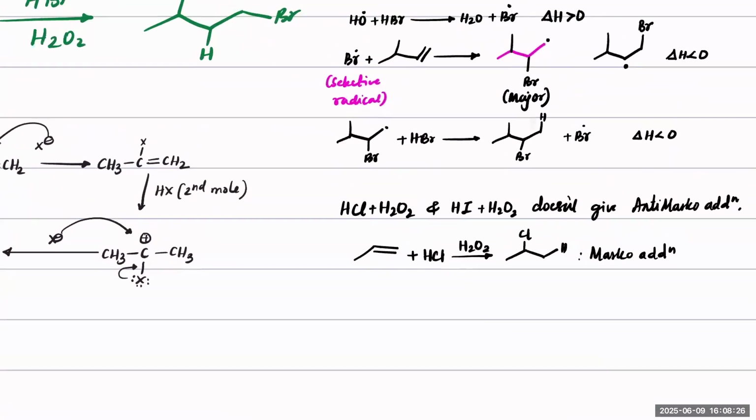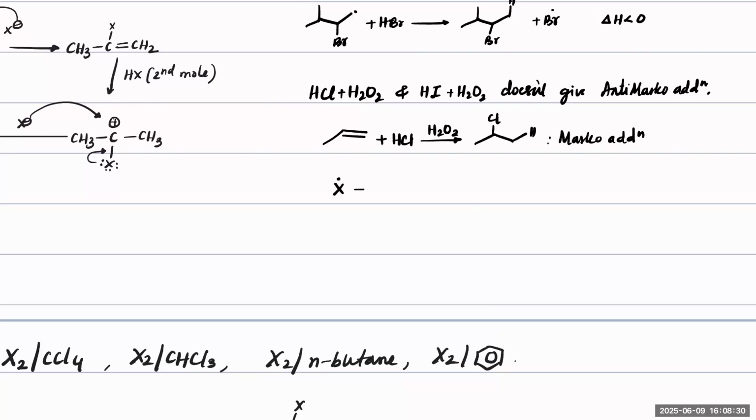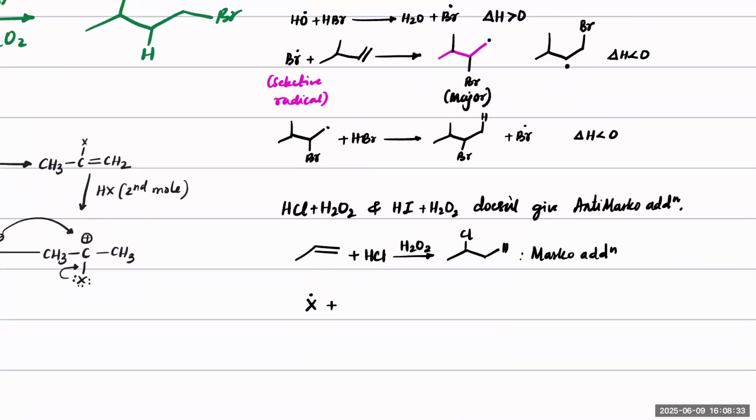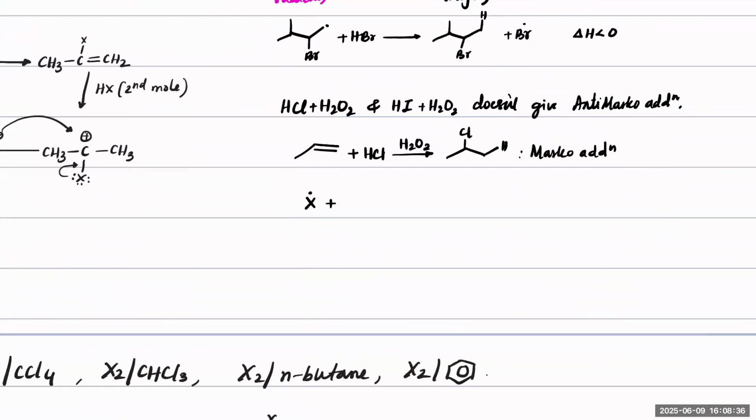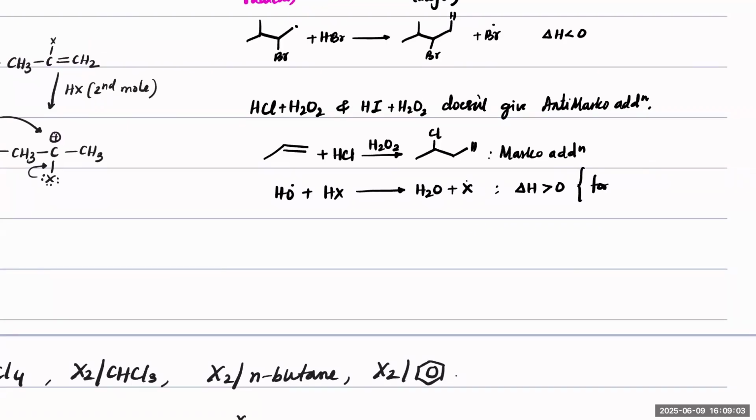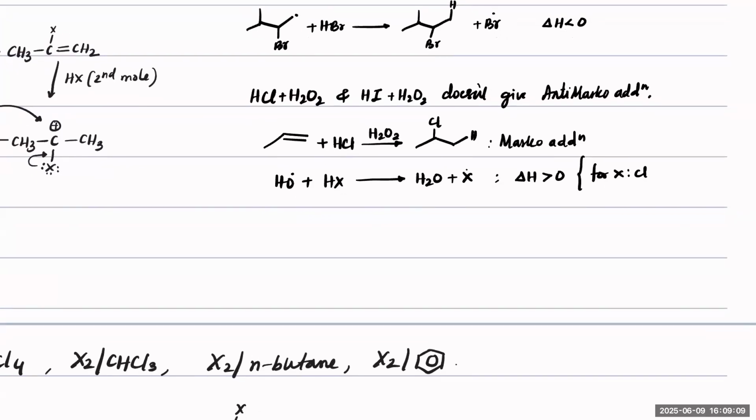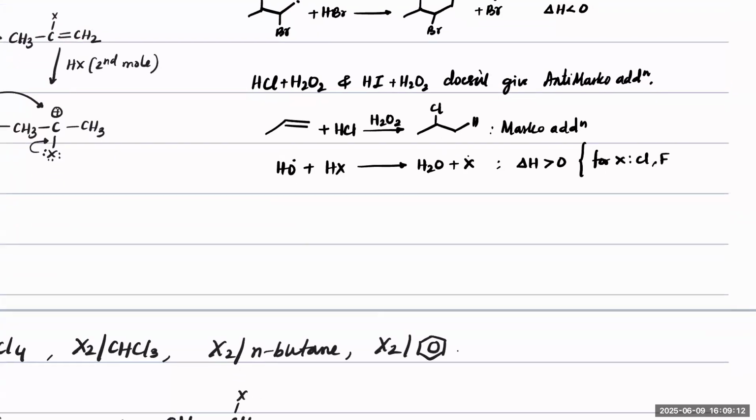Why this happens is, if you notice the X dot which is forming in the first case, and in the second case when you have HO dot plus HX trying to convert into H2O plus X dot, here delta H is actually greater than 0, which means this reaction is less likely to take place. So it will mostly stay in the backward direction, for X being chlorine, only chlorine. Fluorine is anyway not going to happen.